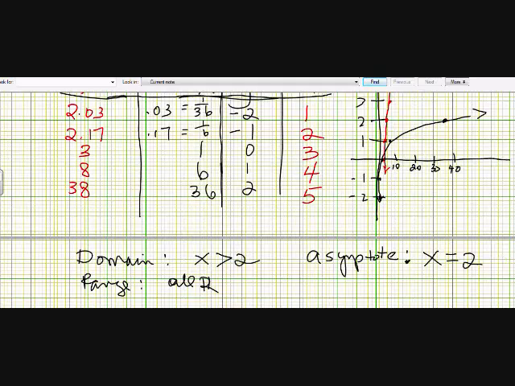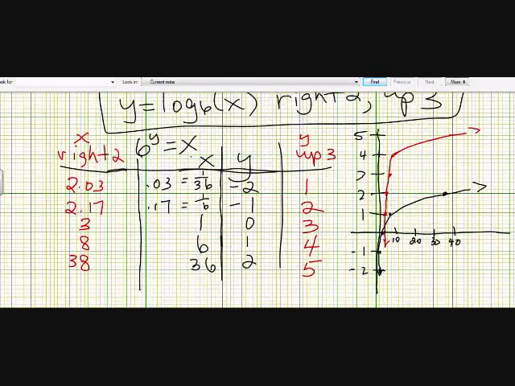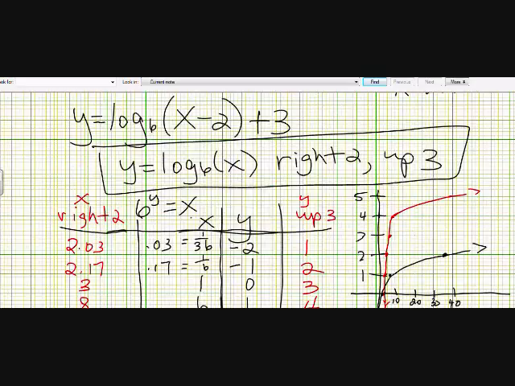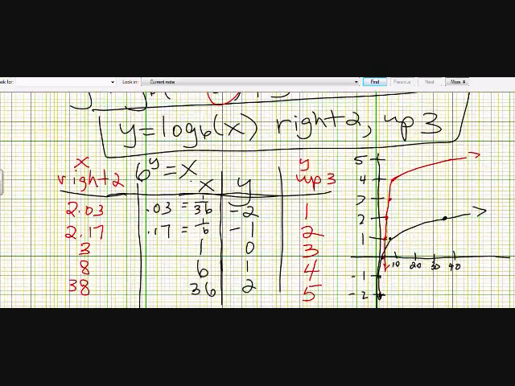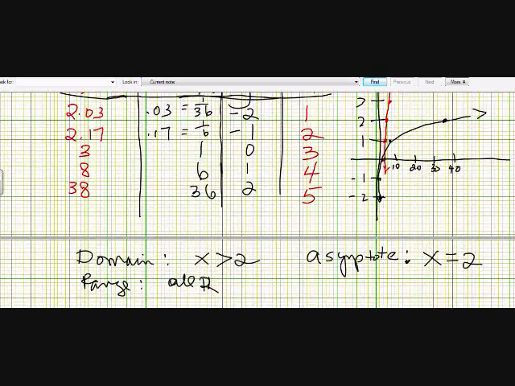Range is always going to be all real numbers. Asymptote is always going to be whatever h is. And in this case, h was 2. So my asymptote is x equals 2. My domain is x greater than 2.